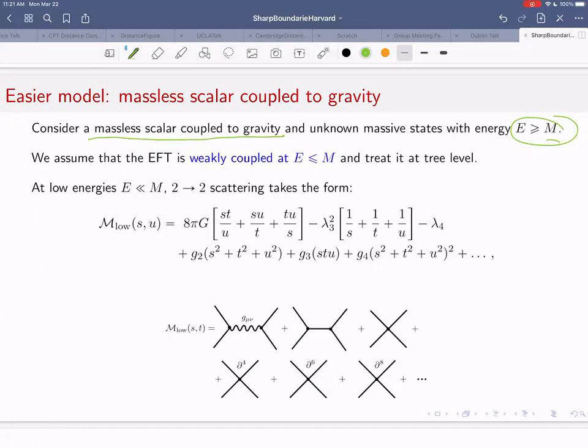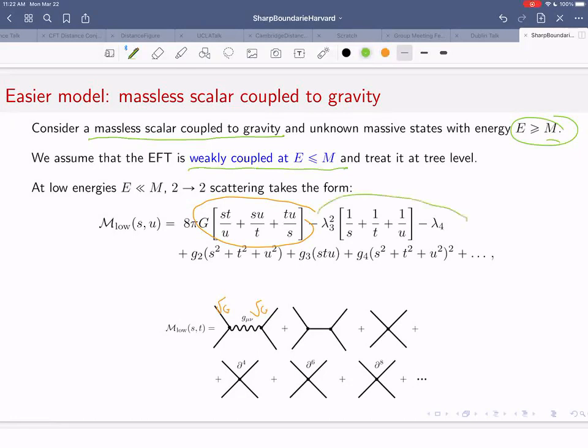And so, since I've emphasized, I'm going to treat the theory as weakly coupled all the way up to the cutoff scale. Then it's permissible, at least to leading order, to treat the low energy expansion for this 2-2 scattering process at tree level. And so here I wrote down, of course, this term here is just the graviton exchange at tree level in three channels. So this would be square root G, square root G.